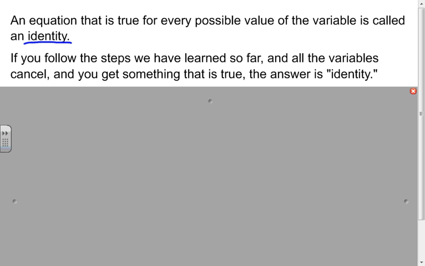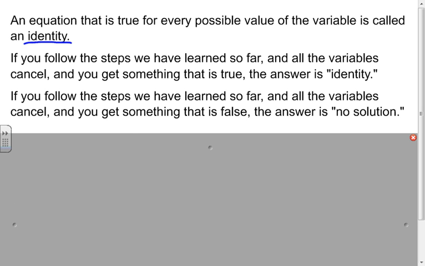If you follow all of the steps that we've used so far, and all your variables cancel out, so all you have left at the end is numbers. It's not like x equals 2 or x equals 7. There's no variables left. If that happens and you get something that's true, the answer that you write down is the word identity. Okay? On the other hand, if you follow all the steps, all of your variables cancel, and you get something that's false, the answer is no solution. So, if you get something that's true, identity. If you get something that's false, no solution. Remember, in order for that to be the case, all of your variables have to cancel. I'll show you what I mean.